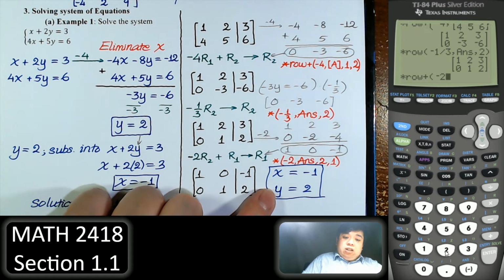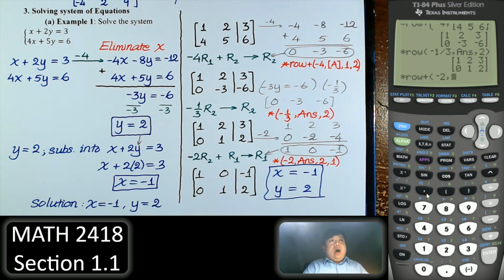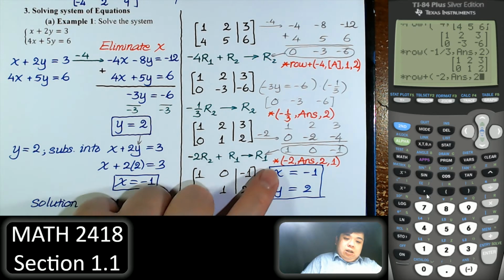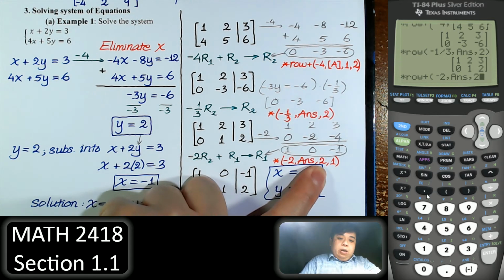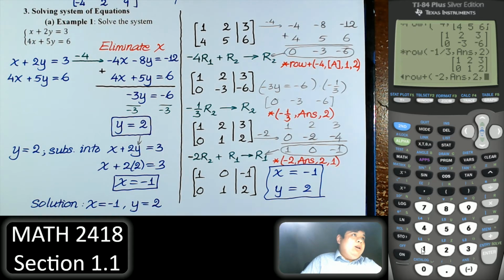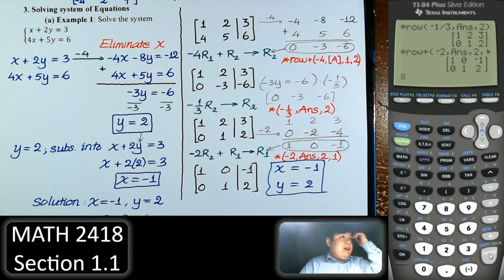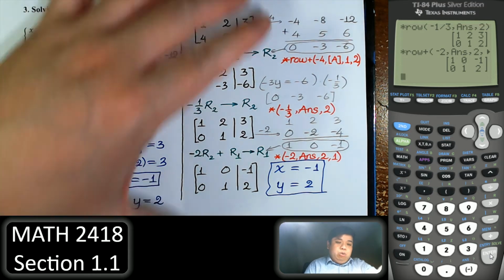In the first section, I will have to do all of these steps. After section 1.2, we just skip this and go to the final state. But you just need to know how to do this. Right, multiply -2 to row 2, add and replace to row 1. Right, and we have that. So that's how we use the calculator to do the row operation.